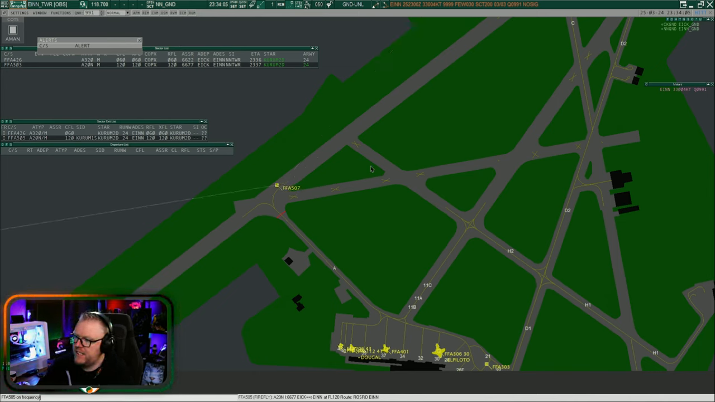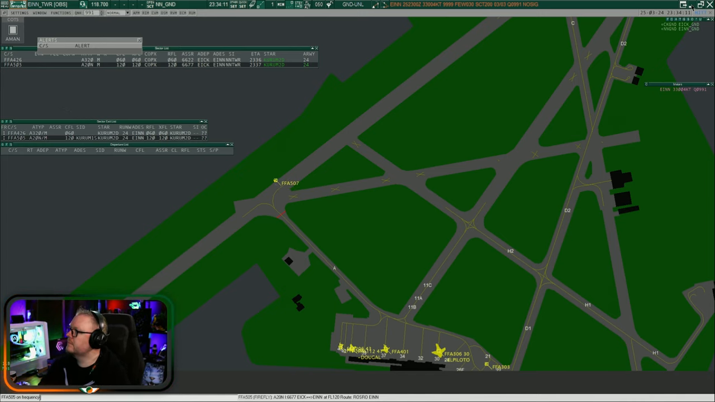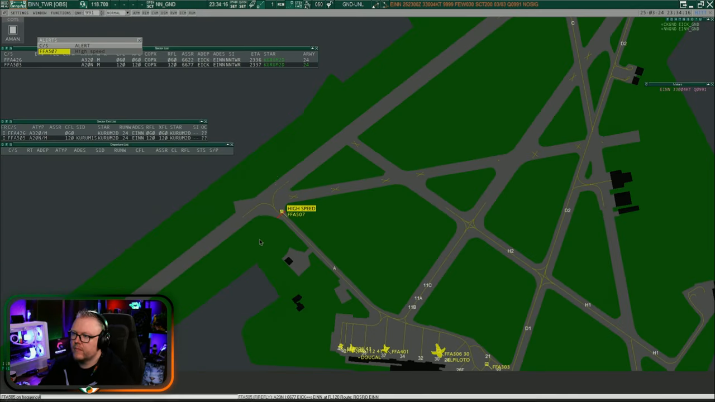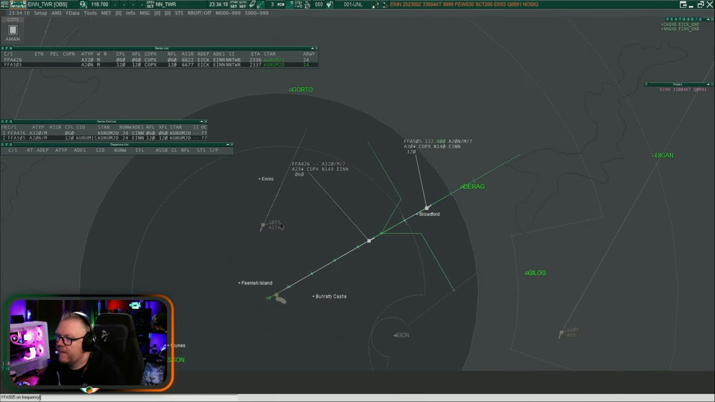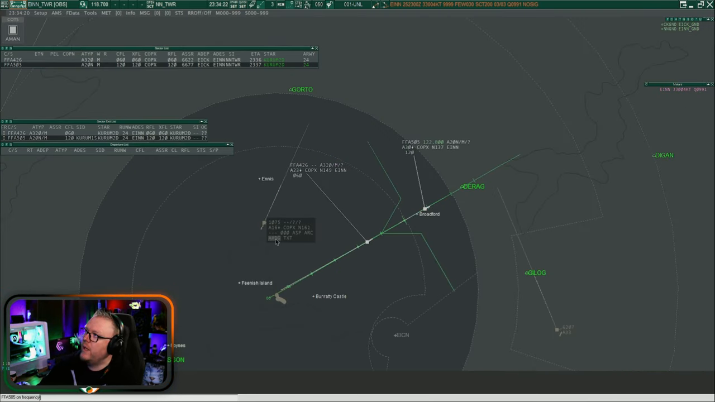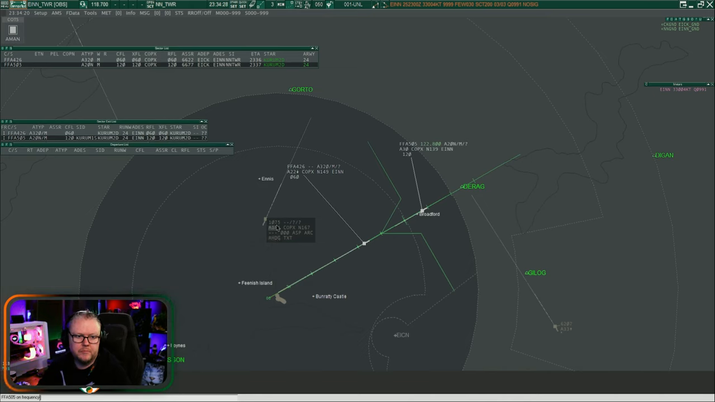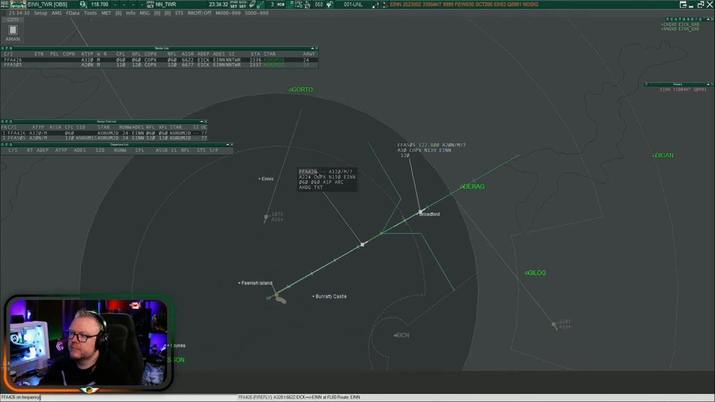Firefly 507, welcome to Shannon. Contact ground on 121.8. Ground on 121.8. Thank you very much for the ATC. Firefly 507. And Firefly 426, winds 330 at 4 knots, runway 24, clear to land. Clear to land, runway 24, Firefly 426. Sweet.